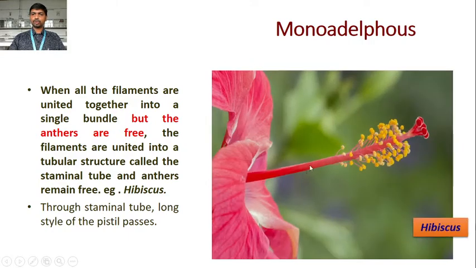This is the photograph of the hibiscus where we can see the filaments united to form a tubular structure called the staminal tube, while the anthers are free. In hibiscus, the condition is monoadelphous. Mono, the filaments are united into a single bundle. So it is monoadelphous and the anthers are free.